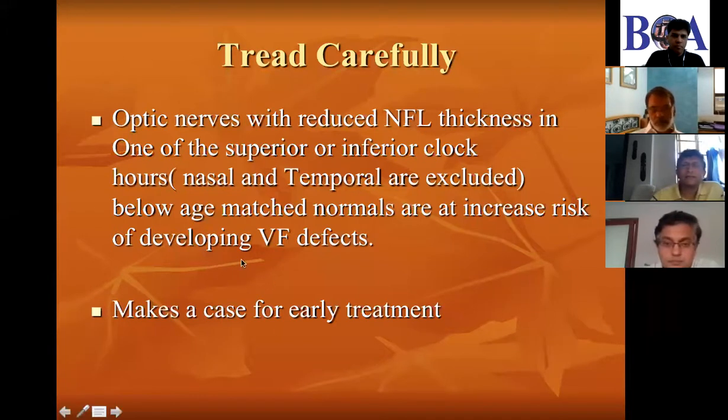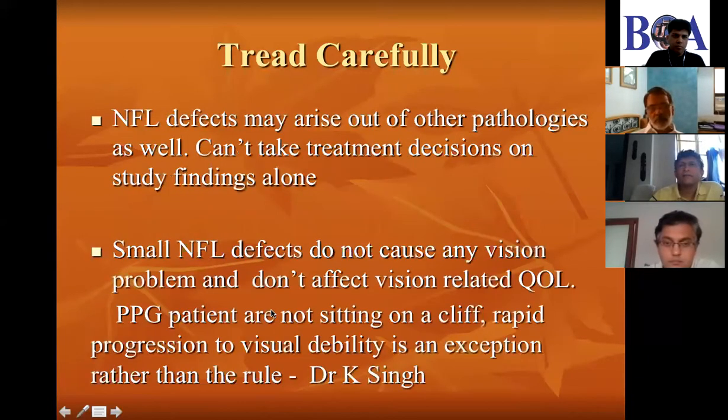And in such patients, it may make a case for early treatment. But you have to keep in mind that nerve fiber layer defects arise out of other pathologies as well, and you can't take treatment decisions based on that alone. Small nerve fiber layer defects do not cause any vision problem, and as a matter of fact, such patients are even approved for continuing as air pilots. So it does not affect the quality of life of the patient. Therefore, what Dr. Kuldev Singh said in one of the journals is that pre-perimetric glaucoma patients should not be looked upon as people sitting on the edge of a cliff who are going to drop into the abyss of blindness. Rapid progression to vision disability is a very small exception rather than the rule in such patients.